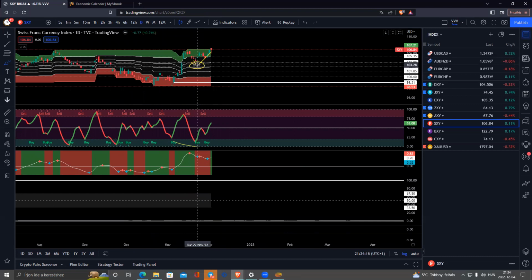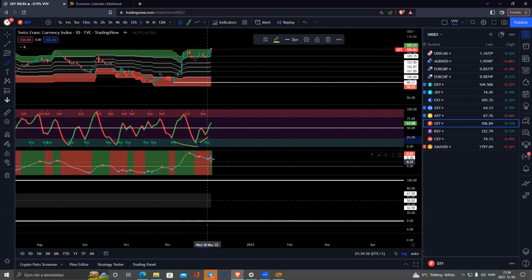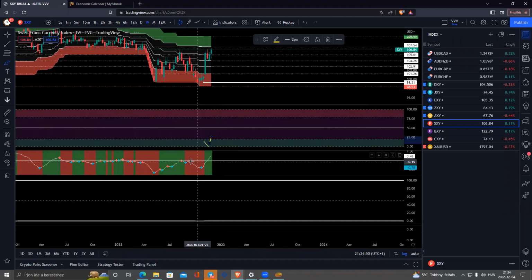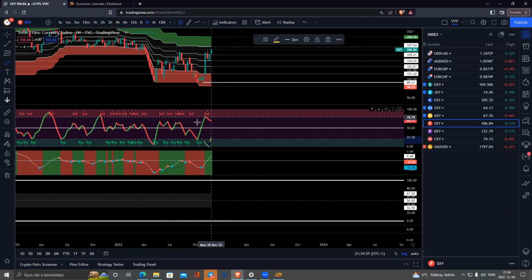Almost reached, but not this time. Okay, now delete this, it's not actual anymore. There was a convergence, and right now we also see convergence. This is turning green, so I want to see a following strength from the DXY, on daily basis for sure, and also on weekly basis, because there is no other sign.